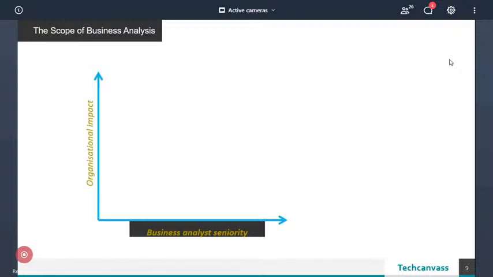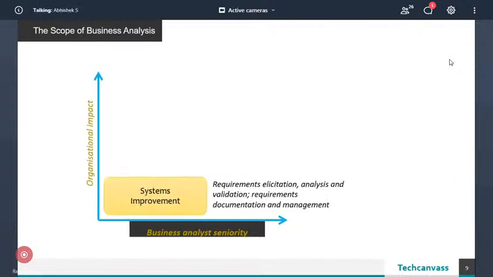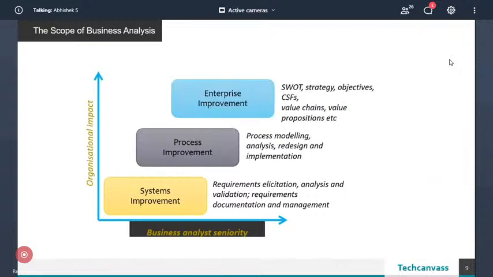Now, talking about the business analyst seniority. When you actually start your career as a business analyst, probably you have just 1 or 2 years of experience. At that time, you are focused on system improvement. If you can see this graph, the x-axis talks about the business analyst seniority, and the y-axis talks about the organizational impact, so how your skill sets are actually impacting the organization.